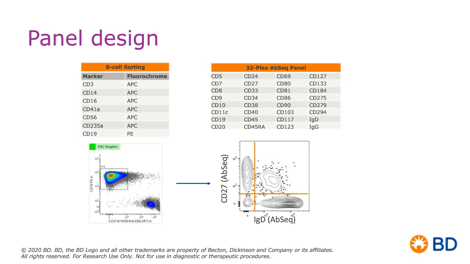So this data that we're looking at here is actually the data that came out from the 32-plex AB-seq panel, where we can gate on CD19 positive cells from our sorting, so all the cells are CD19 positive, and now we can just look at CD27 versus IgD. And it clearly defines our B cell subsets, and we can gate on these cell populations just like we would with flow cytometry data. It really lowers the learning curve to be able to analyze and interrogate our data.